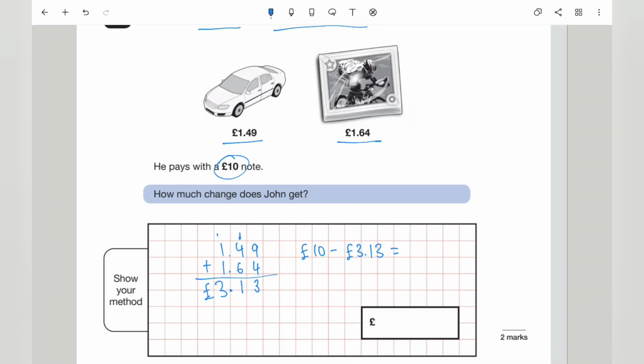£10 take away £3, we know £6. Sorry, £7. And then from that you take away 13 pence. Let's take away 10p first. It takes us to £6.90, and then let's take away 3p. That takes us down to £6.87. So our final answer will be £6.87. How much change does he receive? John does receive £6.87.